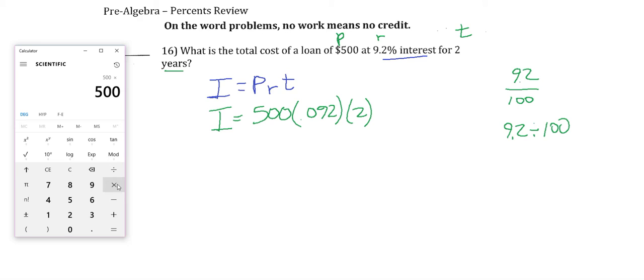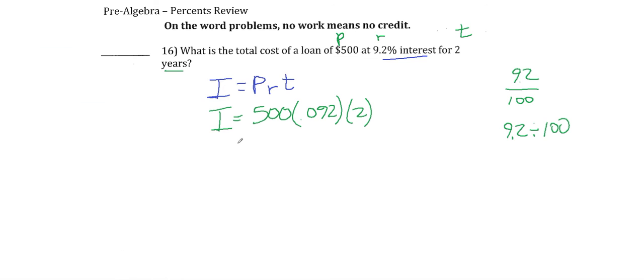500 times 0.092 times 2. Alright, so we get 92. Interest equals 92. Now let's make sure we answer the question. What is the total cost? So we don't just want the interest, we want the interest plus the original amount.